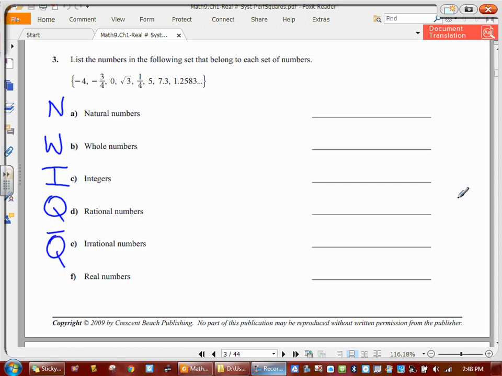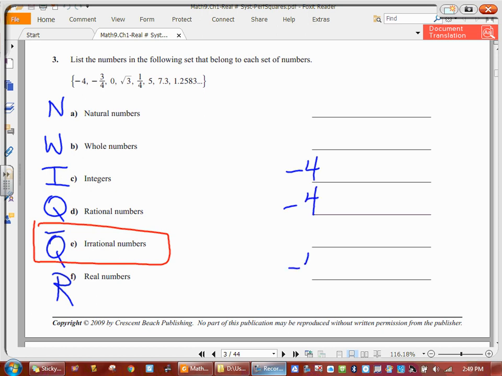Now, the -4. Which bucket or box would the -4 fit in first? Integers. Good. Now remember, this is the size of the box. These are the hat. If it's in one of the boxes, it would be in the bigger ones below it, except for the hat. So it's an integer. If it's an integer, it has to be rational, and they're all real. So the -4 goes on the integer, the rational, and the real. Now we've dealt with the -4, we can cross it off.